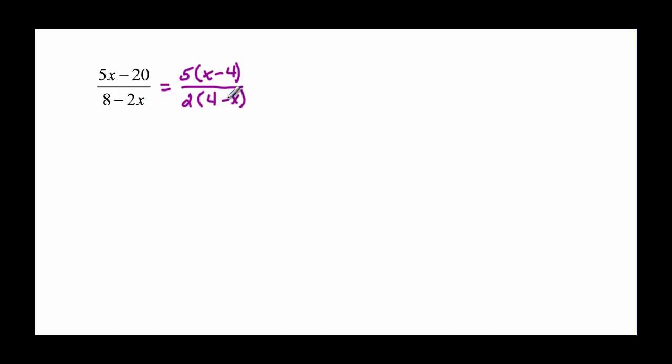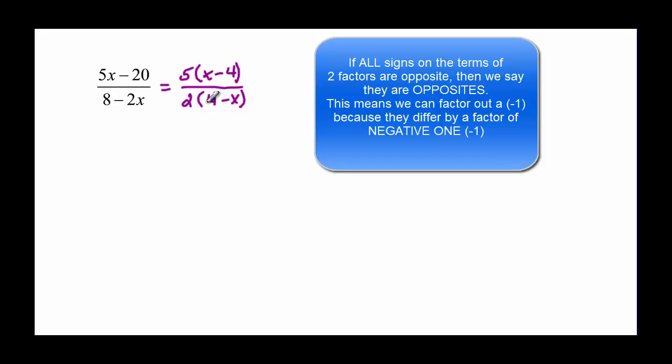And if we look closely at these two factors, this is positive x and a negative 4, and this is a positive 4 and a negative x. So they're opposites of each other. So all I really need to do is factor out a negative, and that'll change the signs on everything. So I make this a negative 2. This becomes a negative 4 and a positive x. And if that bothers you, you could rewrite it as x minus 4. And now we see that we have a common factor on the top of x minus 4 with one on the bottom of x minus 4. And we're just left with 5 over negative 2.